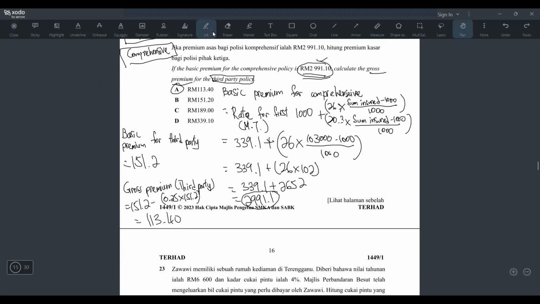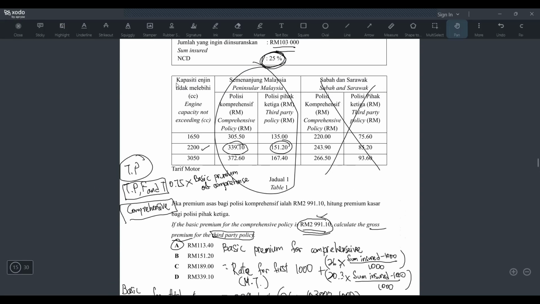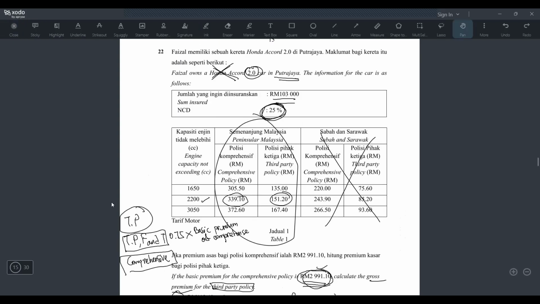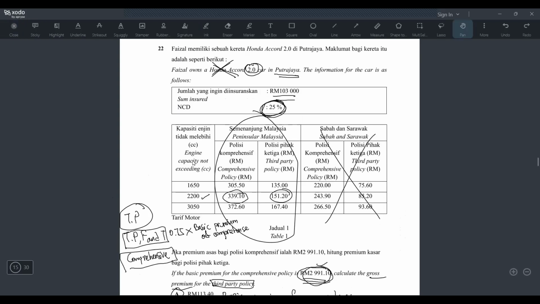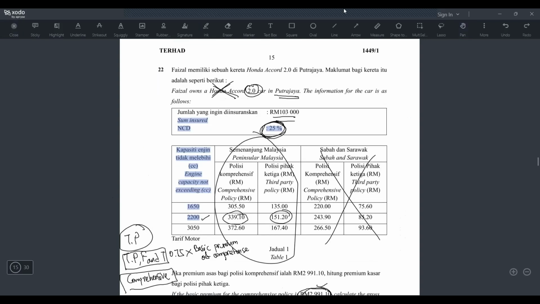It means this information is quite useless, right? This one we don't use also. I think they just give you this to confuse you. Because some of you might go and take this value, 299.1, and minus the 25%. Salah. Because if you take this one minus 25%, you are finding the gross premium for comprehensive. But they want gross premium for third party. So I think they just put it there to make you salah, to confuse you. So just remember, when you read the question, you read carefully. Okay, so that's how you do it. Okay, siap?